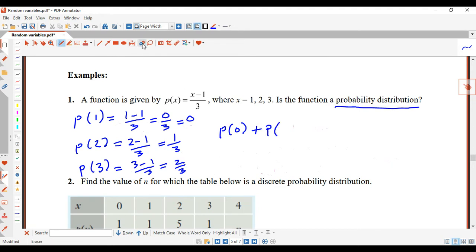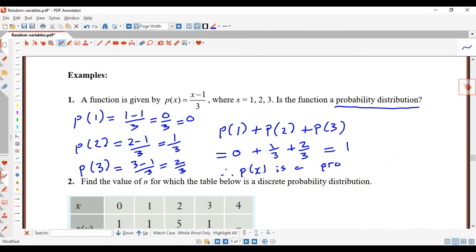sorry, I made a mistake there. It should be P of 1, of course. P of 1 plus P of 2 plus P of 3, that's just equal to 0 plus 1/3 plus 2/3, which is equal to 1. So therefore, I can say P of x is a probability distribution. Okay, copy that down.